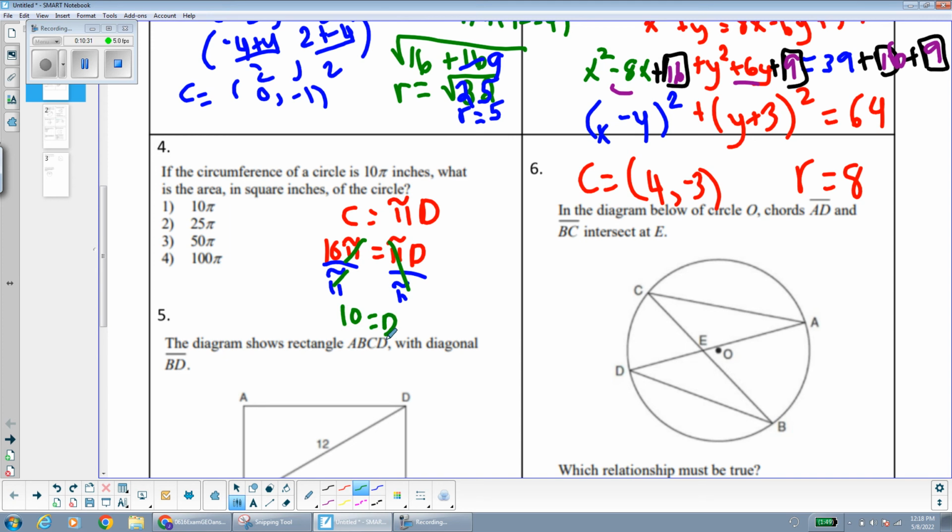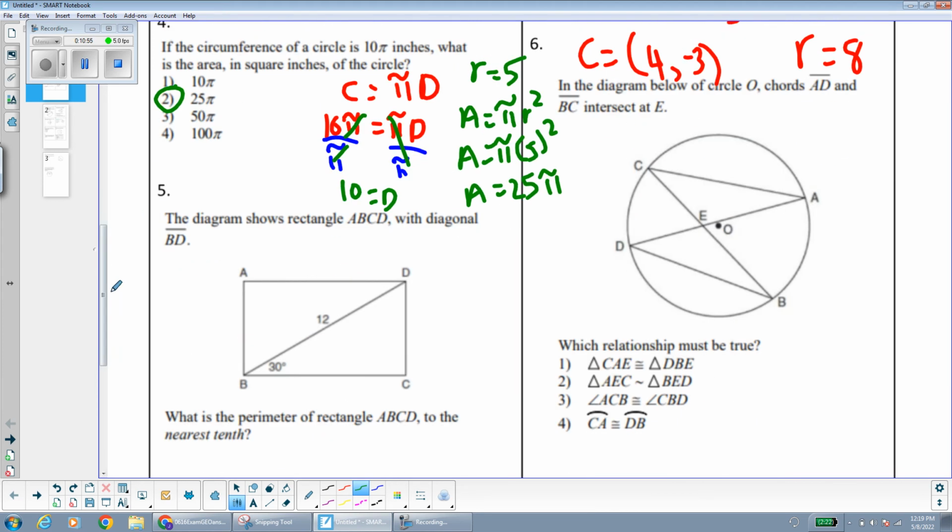If the diameter of the circle is 10, that means the radius of the circle is half of that, which is 5. And area of a circle is pi r squared. So plugging in 5 for the radius, we have that the area of the circle is 25 pi. That's answer choice number 2.